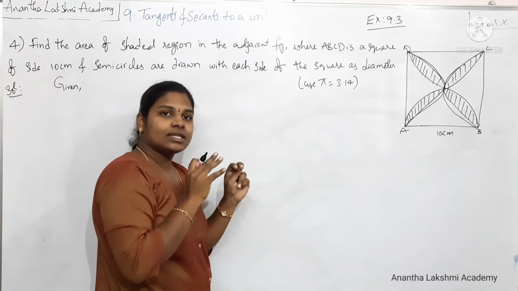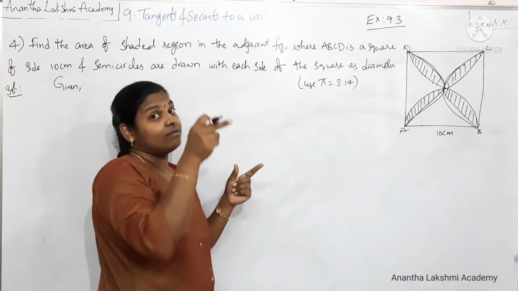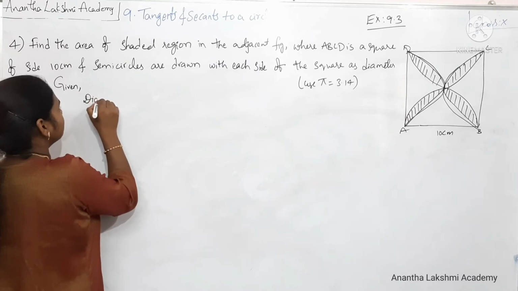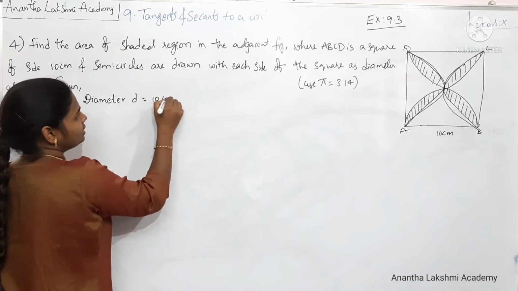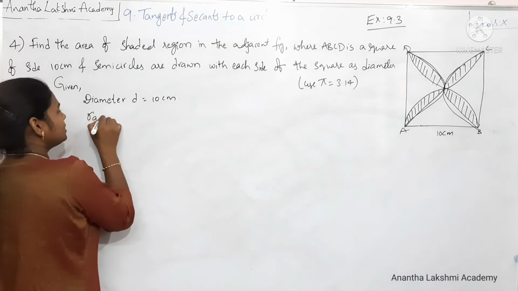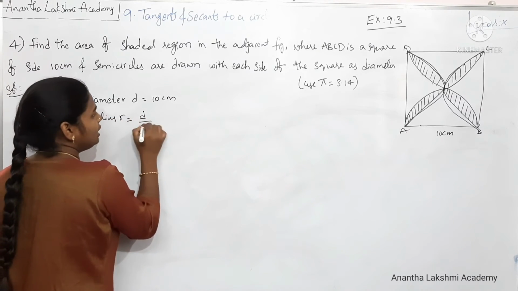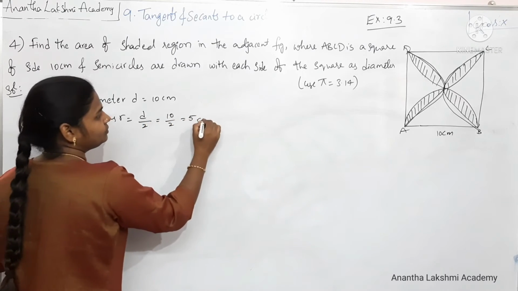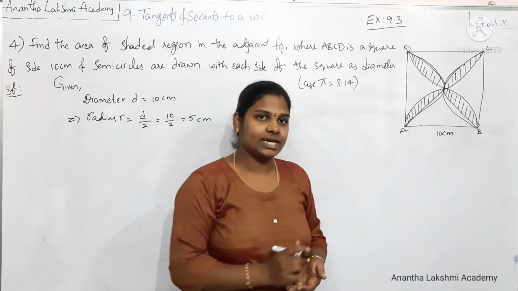ABCD is a square and the side is the diameter, isn't it? Diameter D is equal to 10 centimeters. Radius, so what does that imply? Radius R is equal to D by 2, which is 10 by 2. Why am I figuring out the radius? Because they said semicircles, we need to figure out the areas, right?